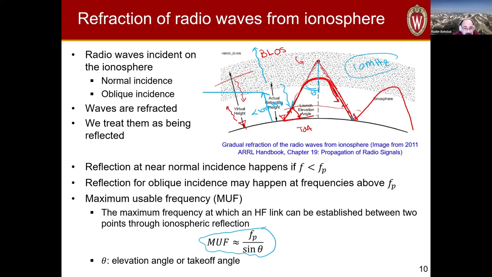So in this example, I may be able to communicate at a frequency of 15 or 20 megahertz, which is above the plasma frequency of the ionosphere. But because I'm illuminating the ionosphere with an oblique incidence angle, that wave can still be refracted back towards the Earth, and I can use higher frequencies for establishing that long range communications. Approximately, you can think of the maximum usable frequency and the plasma frequency of the ionosphere as being related by this formula, where theta is the elevation angle or the takeoff angle of your ray.